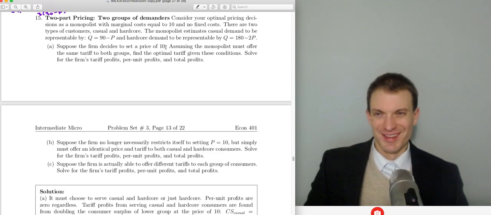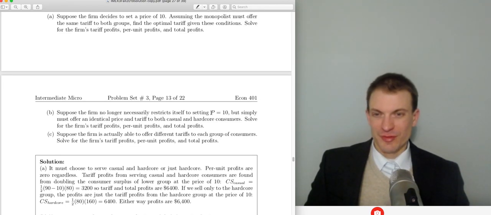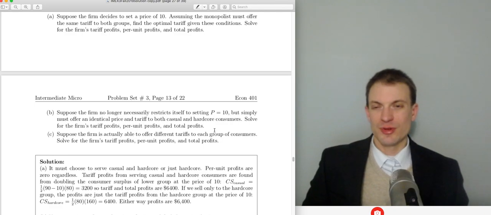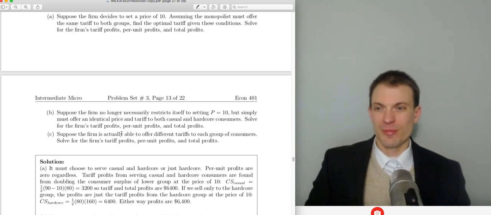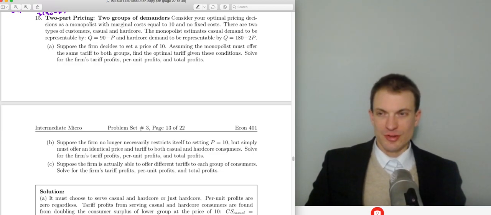Oh, they're setting price equal to marginal cost. We have to offer the same tariff to both groups. Find the optimal tariff under these conditions. Okay. Suppose the firm no longer necessarily restricts itself to setting price equal to 10, simply must offer an identical price and tariff to both casual and hardcore consumers, solve for the optimal tariff, per unit profits and total profits, and suppose we're actually able to offer different tariffs to each of the consumers. Remember how I said the big thing is you have to figure out what you're doing in each of these cases.